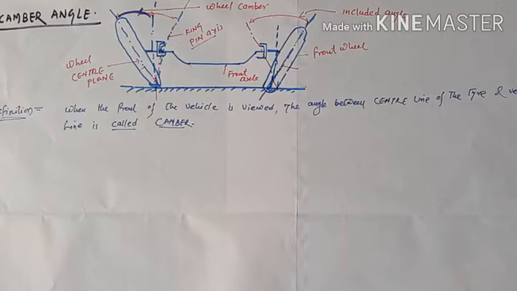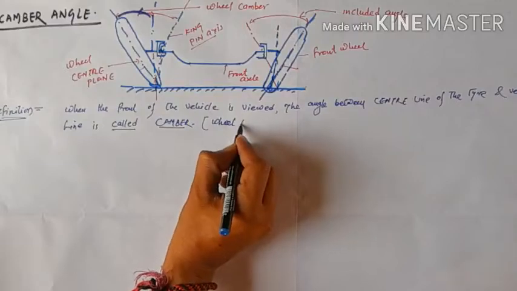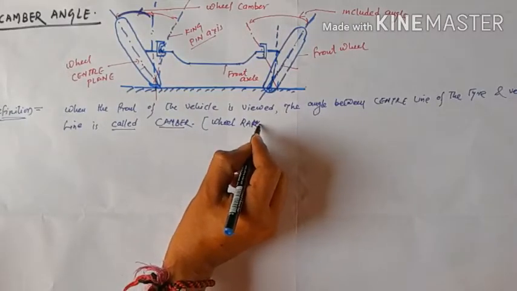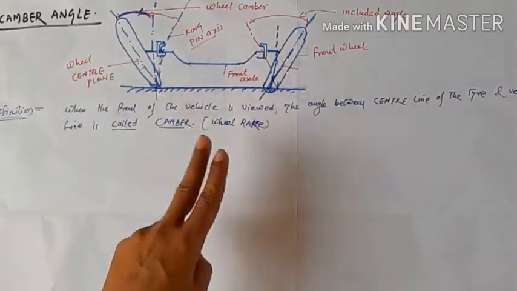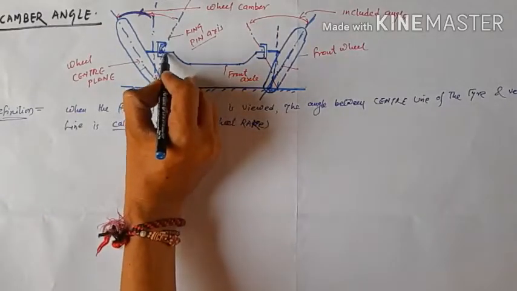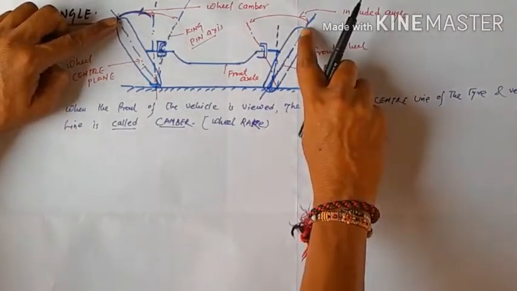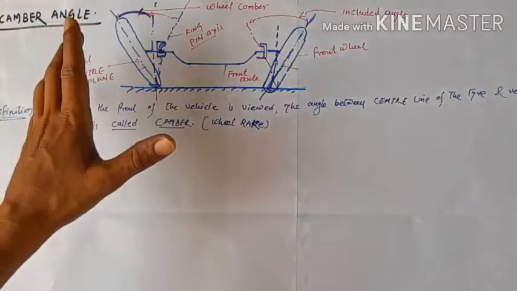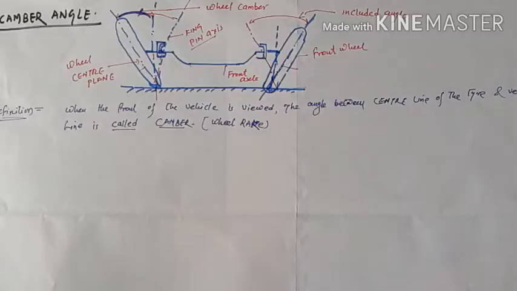It is also known as wheel rake. Remember, it also has one more name, called wheel rake, R-A-K-E. Okay, so another way we can easily define this: this is your kingpin. Simply, when the top of the tire is moving further away from the axle.